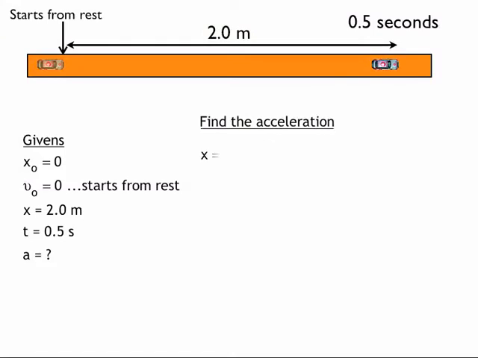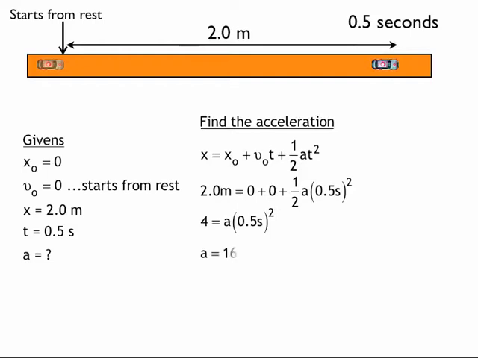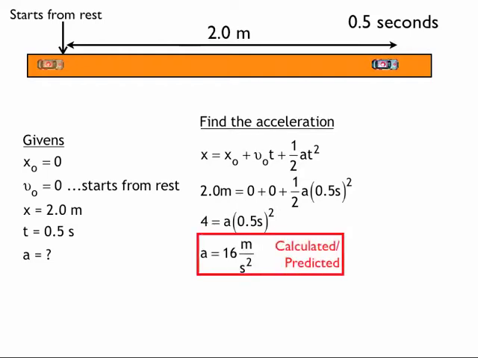Now, to find the acceleration, I'll use kinematics. So there's my equation. There are my givens with the variables and numbers, and units. Do little calculations, and I calculate, or I predict, that the acceleration is going to be 16 meters per second squared. In this lab, I'm going to use a separate technique not described in this video for measuring the acceleration.